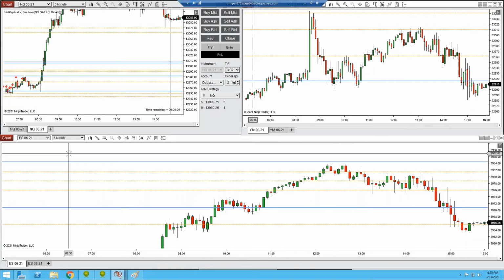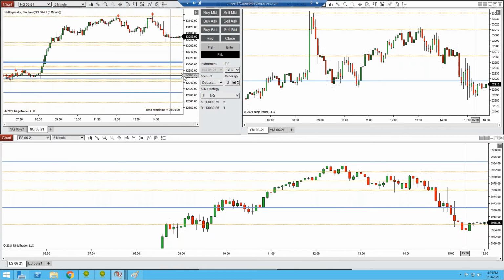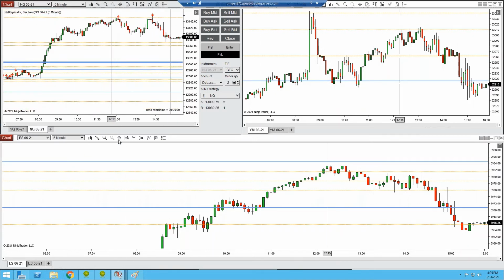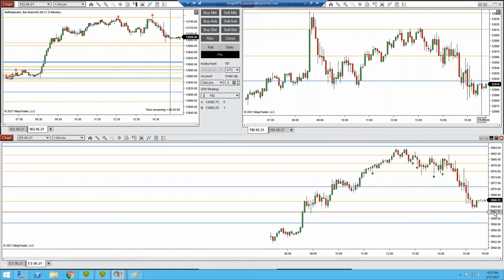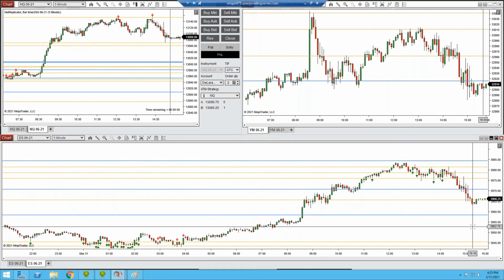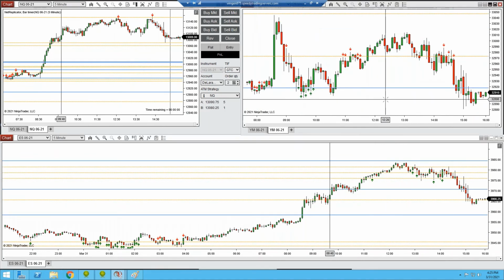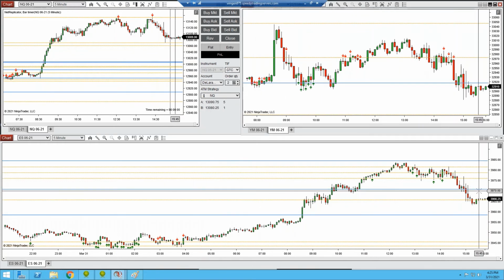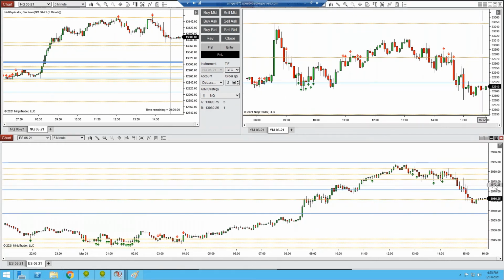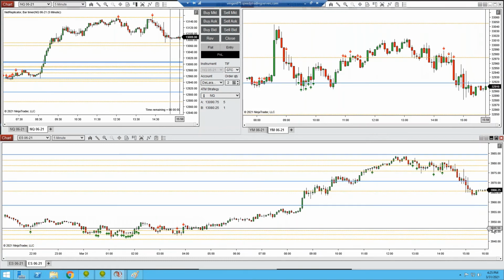So this is what it did today on the NQ. This is what it did today on the ES. And this is what it did today on the Dow. And this only works on prediction points. If you don't have prediction points loaded on your chart, you're not going to get these signals to pop up.